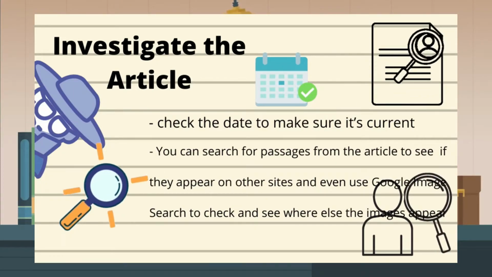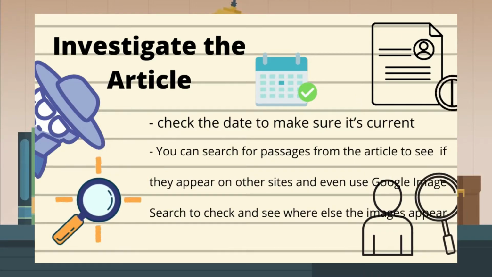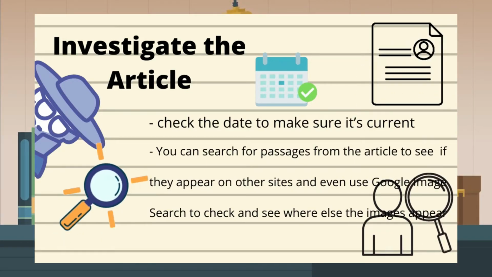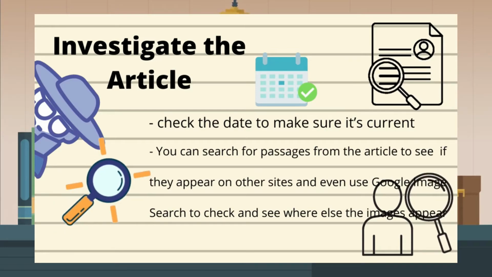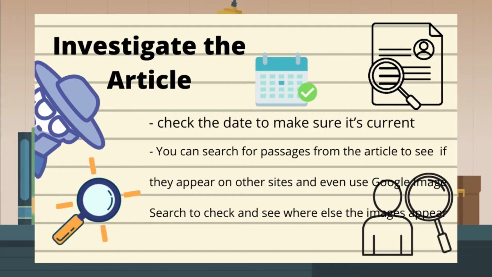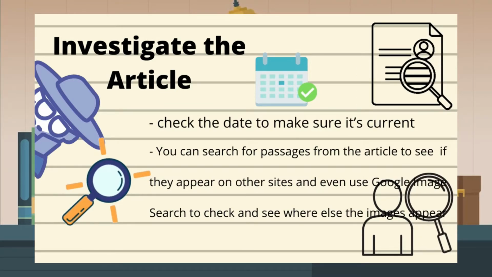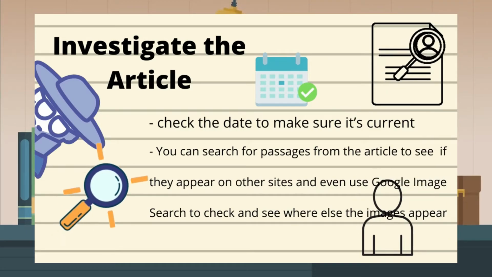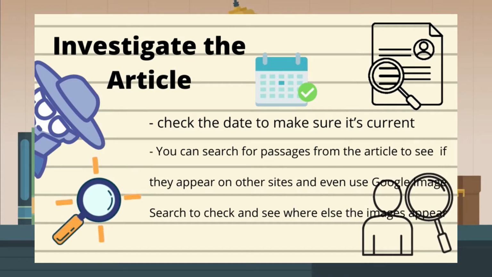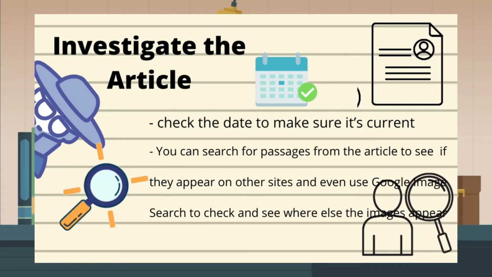You can search for passages from the article to see if they appear on other sites, and even use Google image search to check where else the image appears. While text and images that appear elsewhere aren't necessarily a sign of a hoax, they can be if they appear on a lot of hoax websites or on unrelated articles.